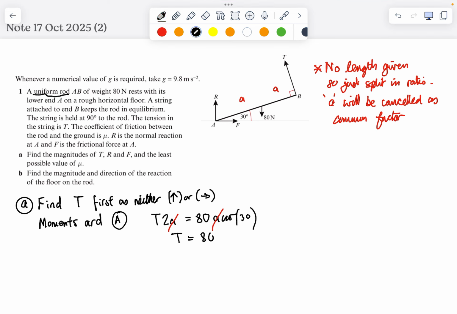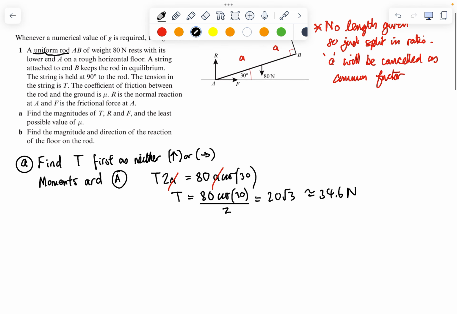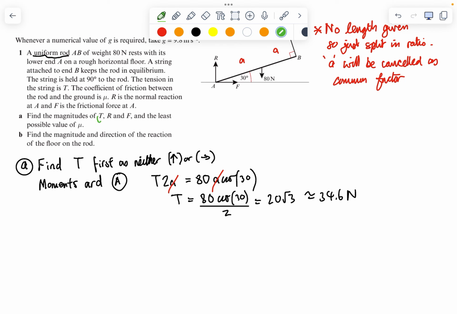All I've got to do is 80 cos 30 and divide that by 2, and that gives me 20 root 3, which is about 34.6. Okay, and that's going to be newtons because it's a force. Right, so we found T. So let's cross T out. Okay, now we can start going vertically and horizontally.